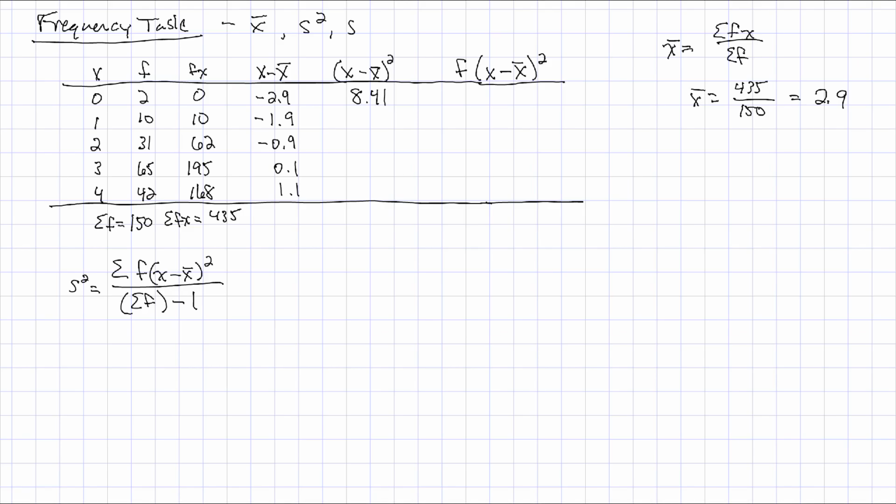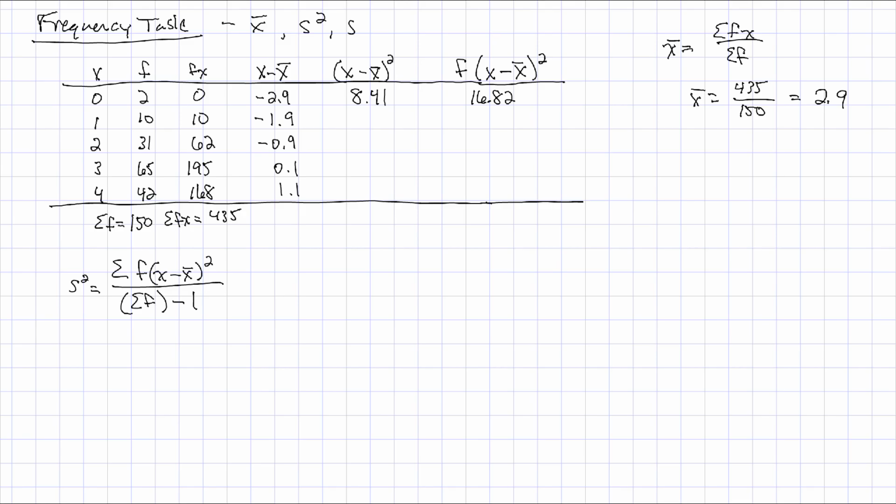You do that in our calculator. So 2.9 squared, we get 8.41. And while that is on the screen, then we multiply by our frequency, which is 2, to get 16.82. This saves some time because it saves on keystrokes.